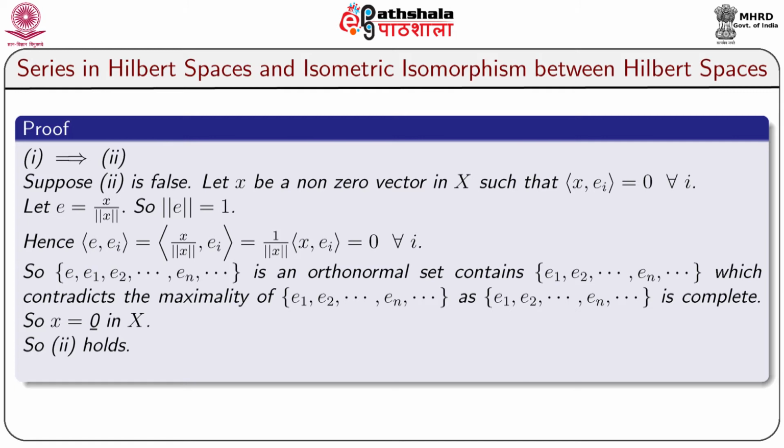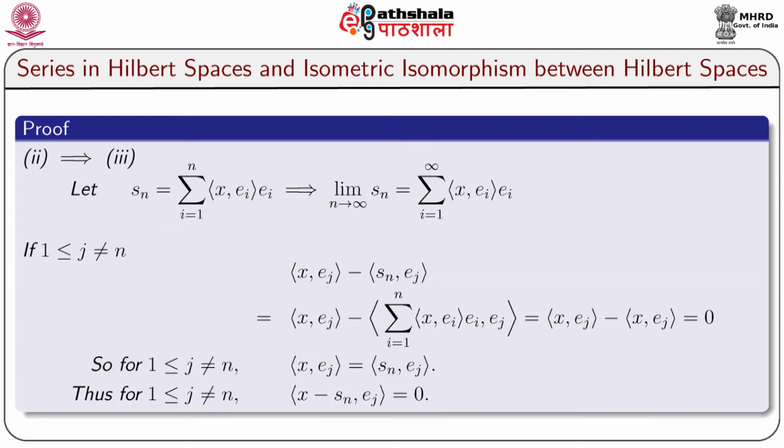So, e comma e1, e2, ..., en, ... is an orthonormal set of vectors, which contradicts the maximality of e1, e2, ..., en, as e1, e2, ..., en is complete. So, x must be equal to the 0 vector in X, so 2 holds.